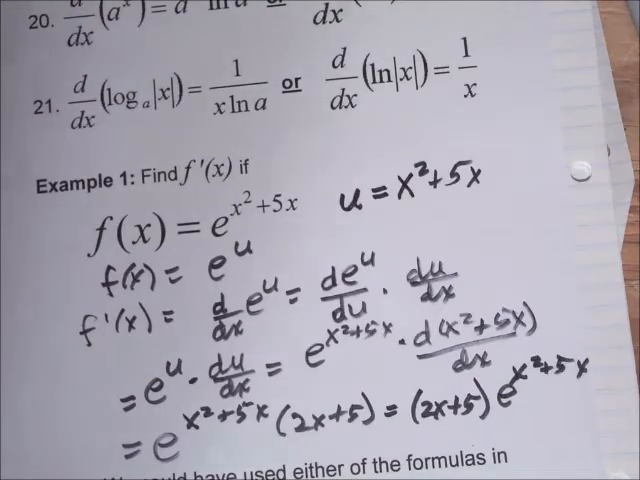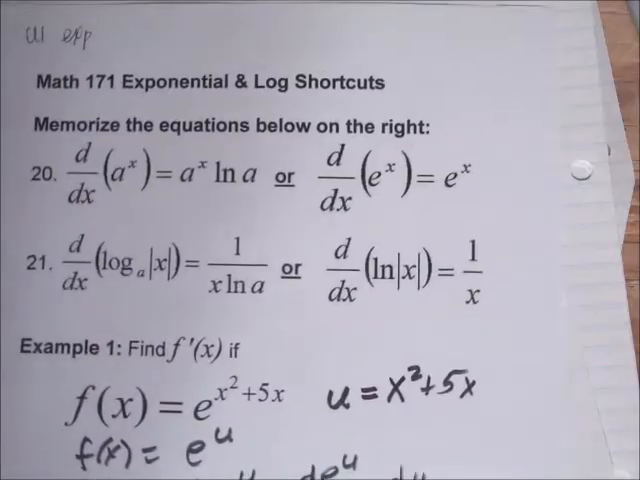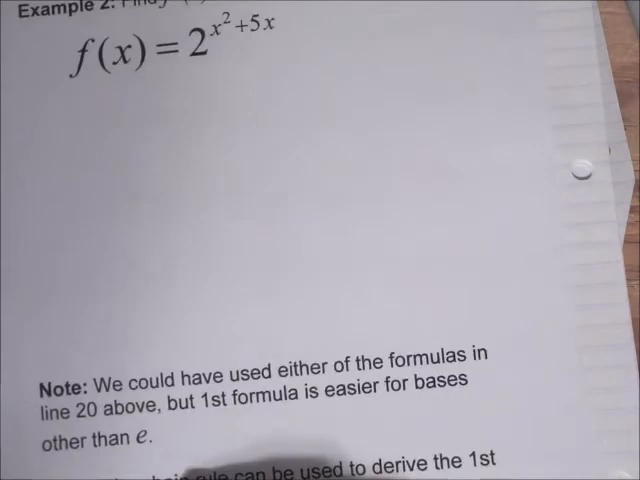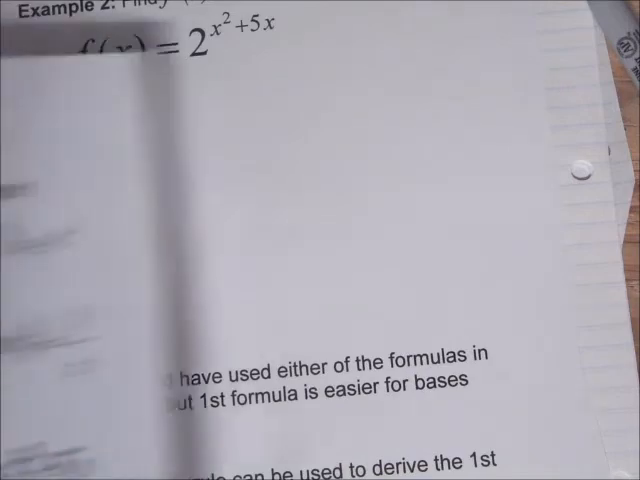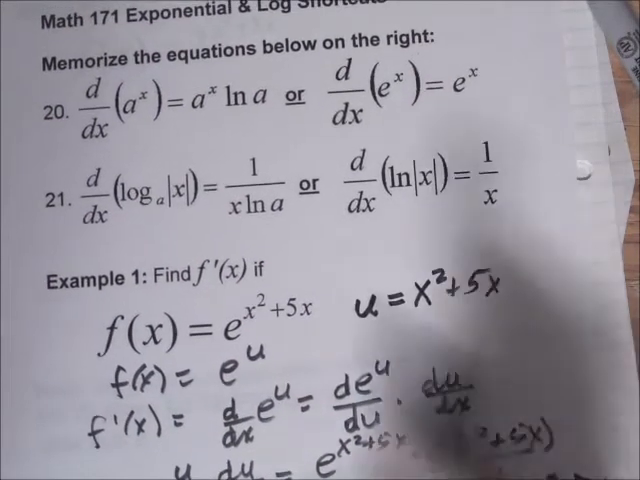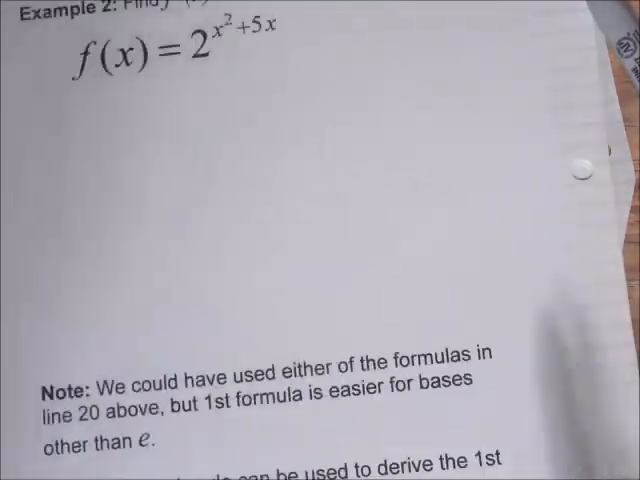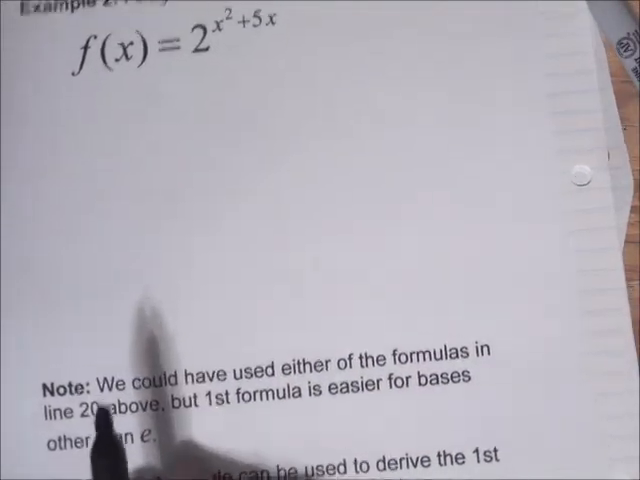Okay, here's another example, almost the same except instead of base e, now it's base 2. e is approximately 2.7. It's a long string of decimals. It's one of those numbers like pi that is an irrational number. But here we have base 2, and we could actually use either of the formulas for formula number 20, the one on the left or the one on the right. I'll do it first with the one on the left.